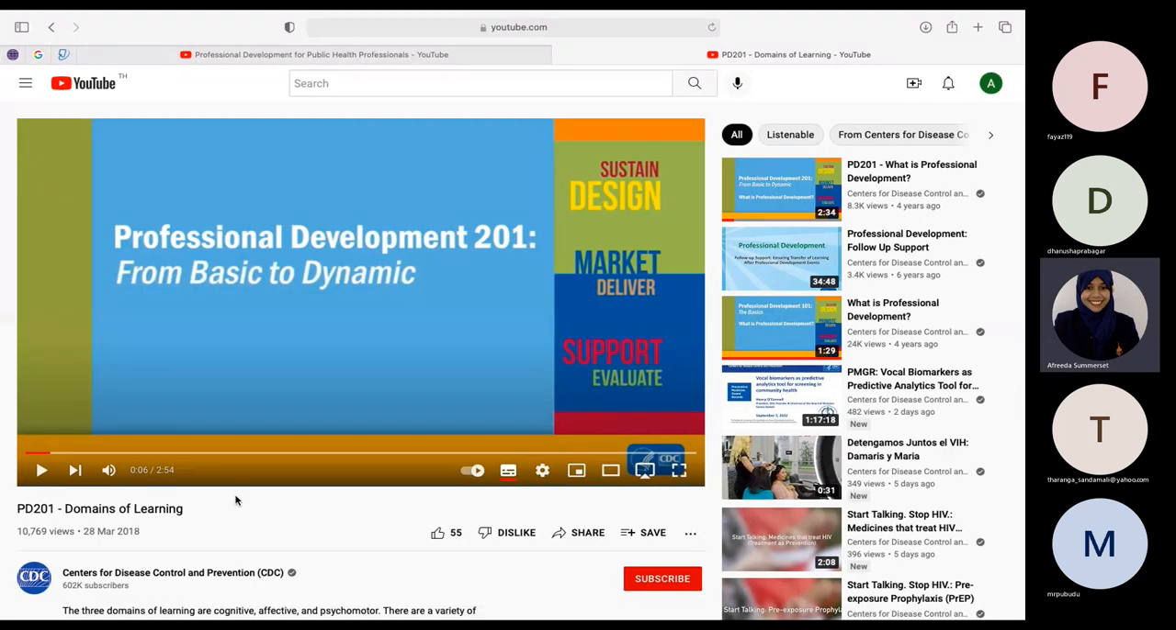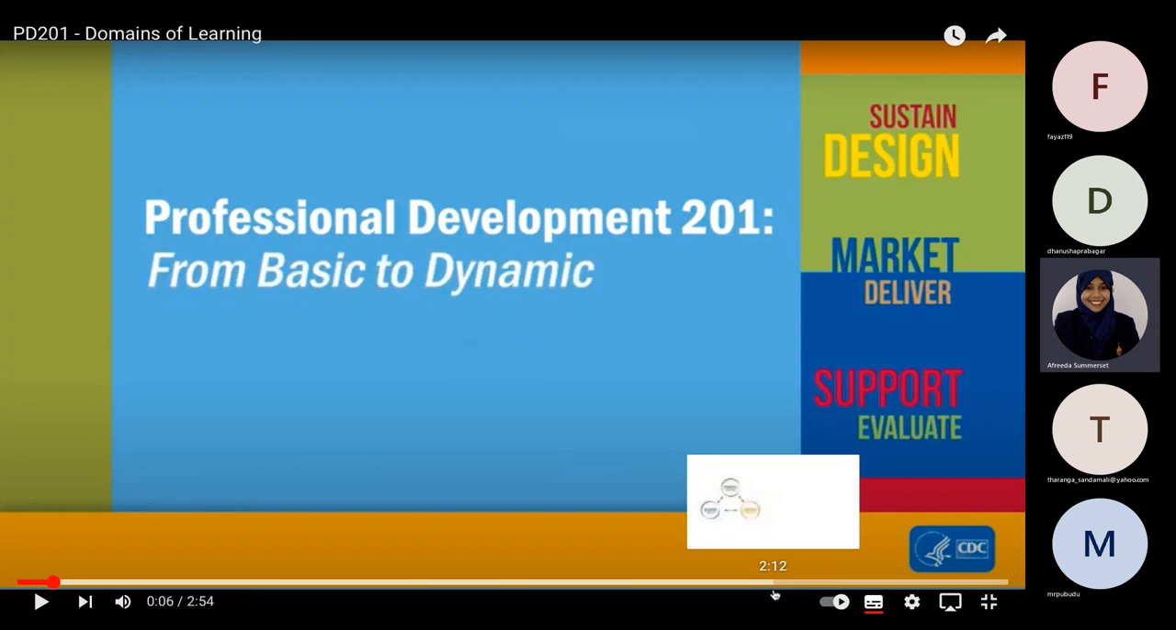Yes. So basically here they emphasize mostly the domains of learning. Like I said before, if you want to professionally develop yourself, there are certain skills that you need to acquire or attain, right?